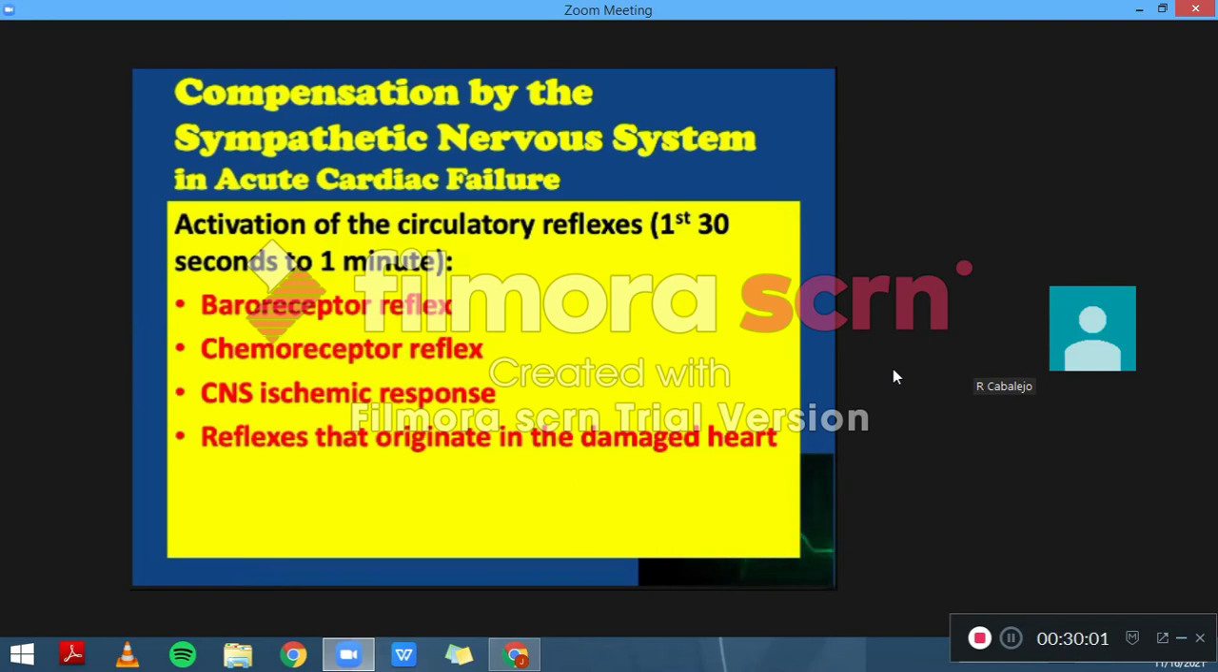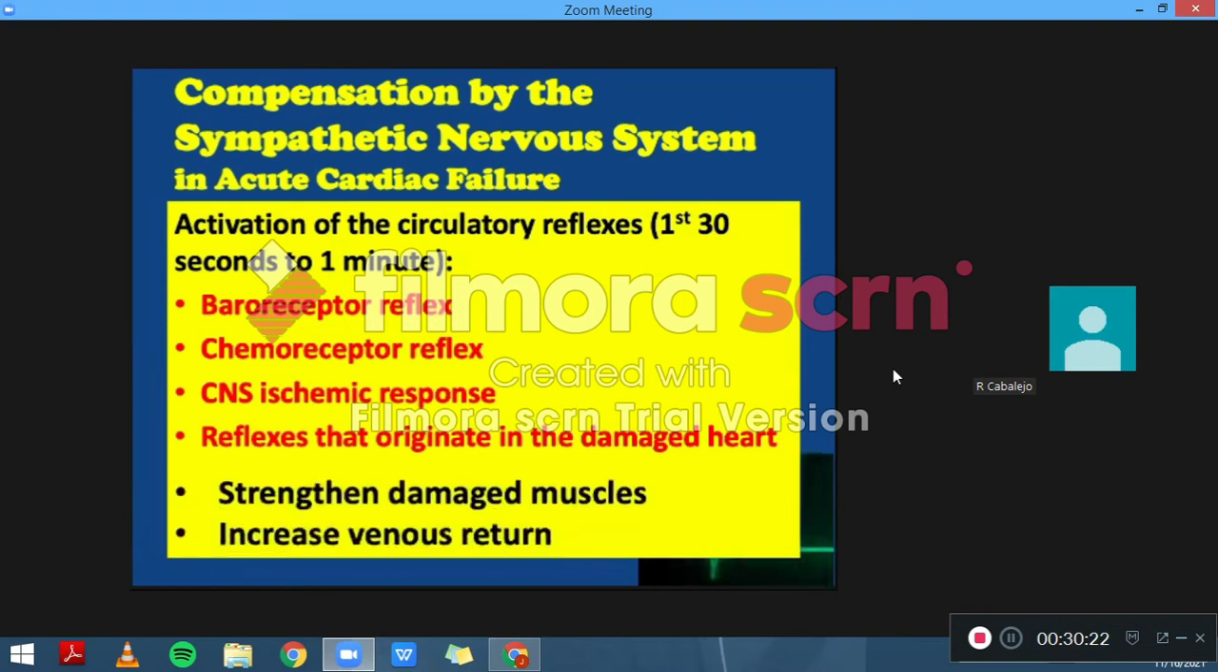You also have your chemoreceptor reflex, the CNS ischemic response, which we will discuss later on, and even the reflexes that originate in the damaged myocardium. They are all likely to contribute to activation of your sympathetics, as well as strengthening of the damaged muscles and increasing your venous return.